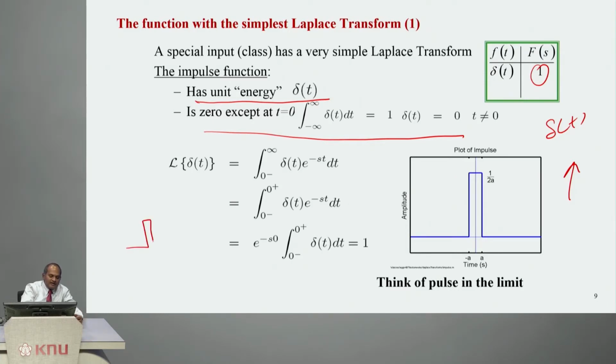So I have this kind of value. Now the other property is it has unit energy. Unit energy means the product, the area under this one is equal to 1. That means this width into this height, the area will give you 1. What you see here, if the width is 2a, the height should be 1 by 2a.